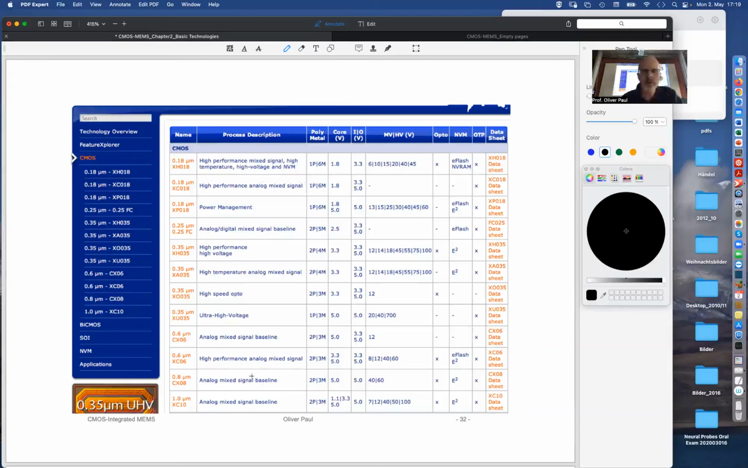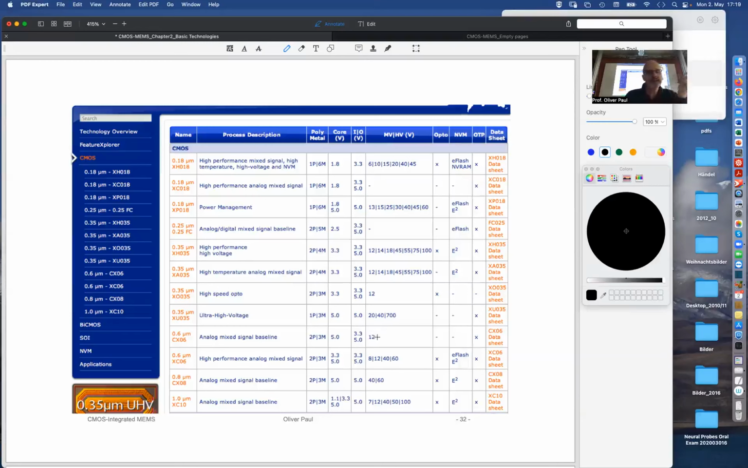If you go down here into these less top-notch, some analog mixed signal baseline, 2 polysilicon layers, okay. Maybe if one of those is p-doped and the other one is n-doped, maybe you can do thermal piles and thermal sensors with those. 3 metals, okay, that's fine. 12 volt, okay, yeah, that's okay.